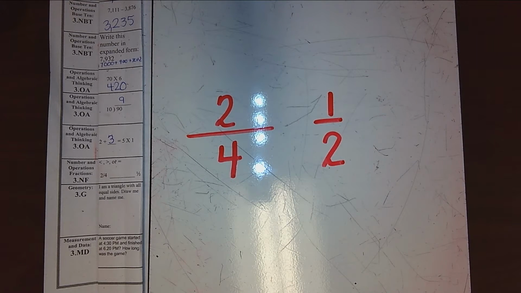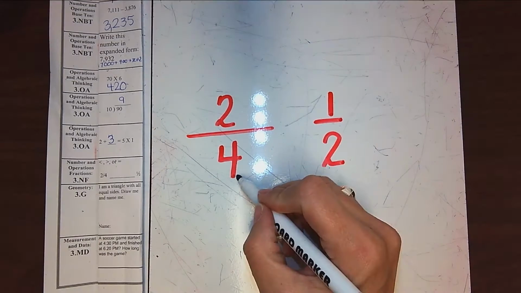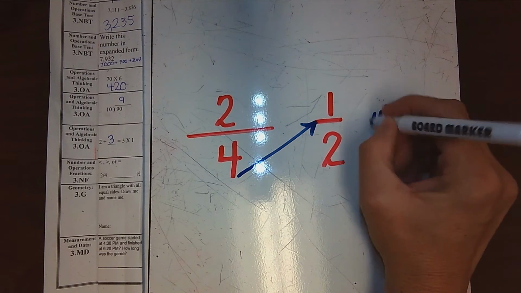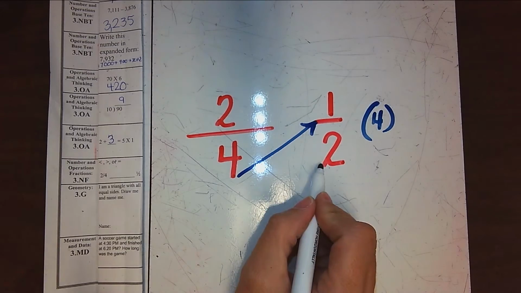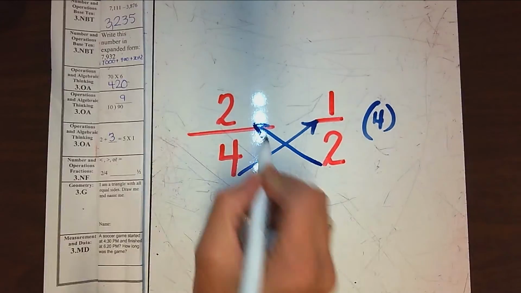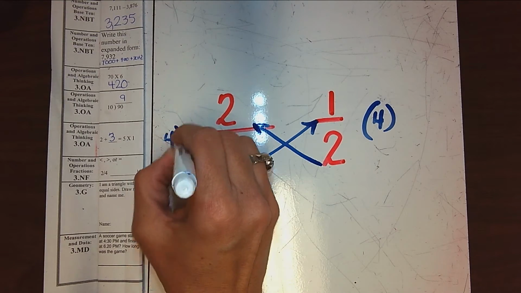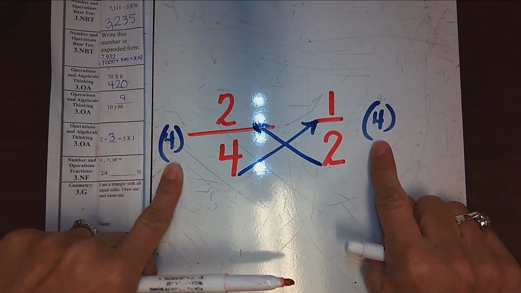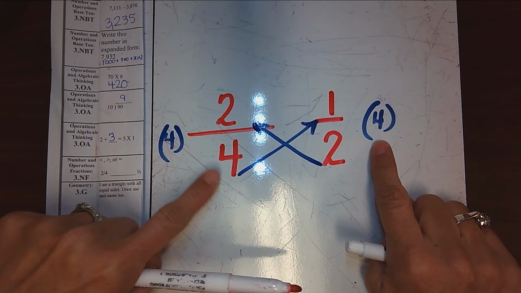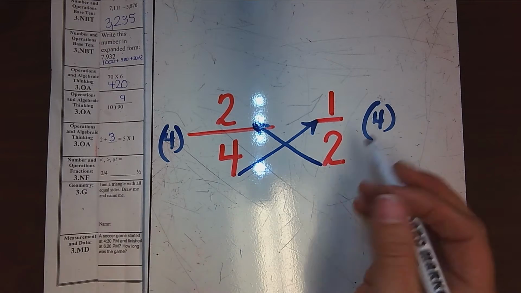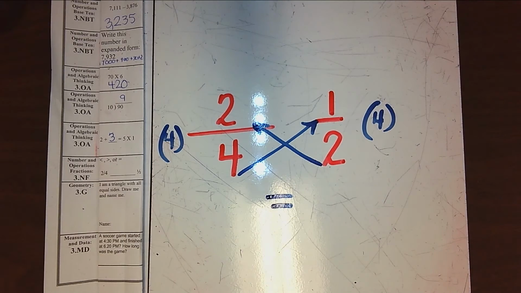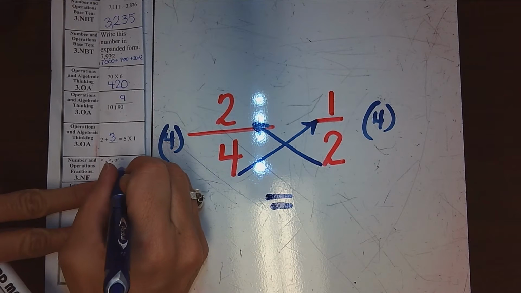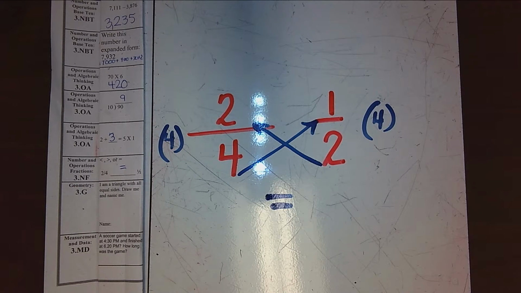Okay, multiply your denominator by the opposite numerator. So 4 times 1 is 4. Multiply the denominator by the opposite numerator. 2 times 2 is 4. Looking at these numbers, I can see that 4 is equal to 4. So I know that 2/4 is equal to 1/2. 2/4 is equal to 1/2.